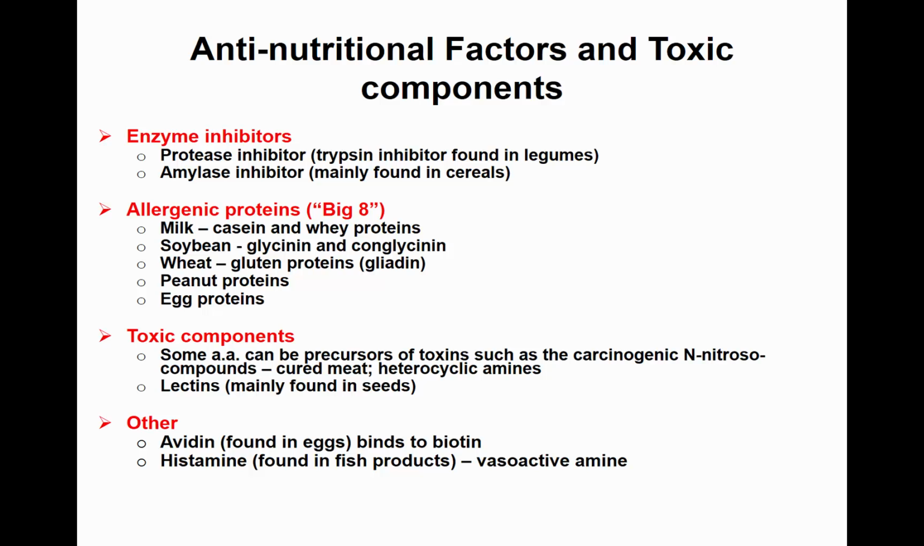So they call them Big 8. I didn't list the Big 8, I just listed the main ones that are used as ingredients. But the Big 8 include these five, as well as fish, shellfish, and tree nuts. Fish, shellfish, and tree nuts are not included here because I just included those that we use commonly as ingredients in food applications. So they call them Big 8. Does anybody know why they're called Big 8?